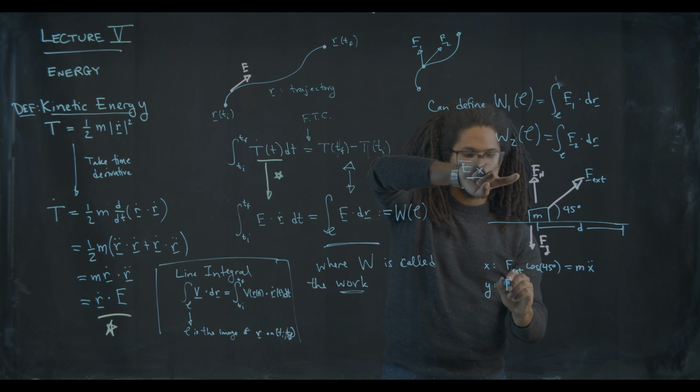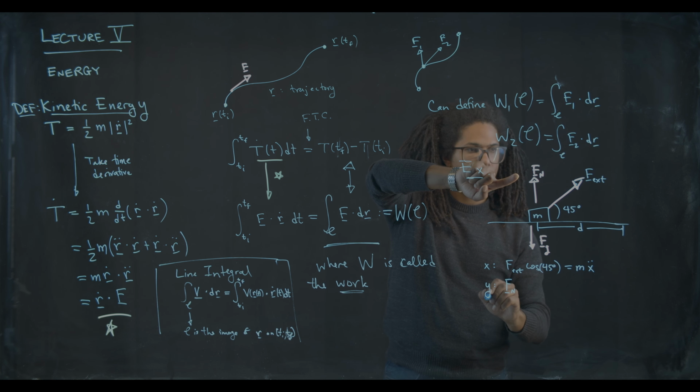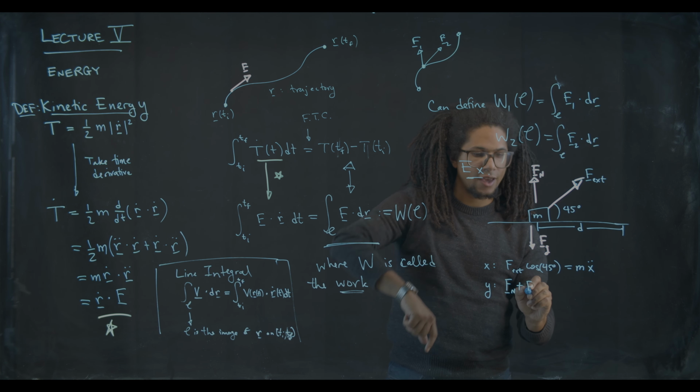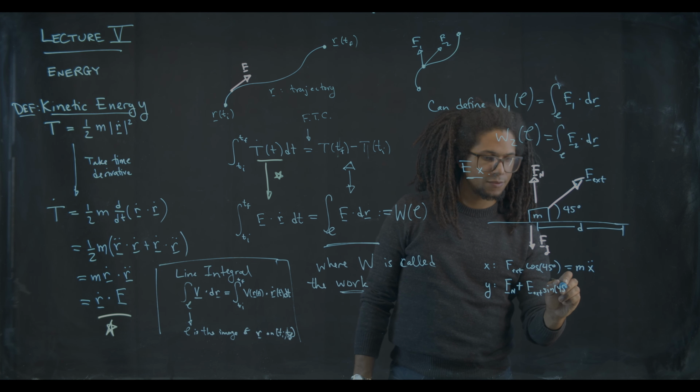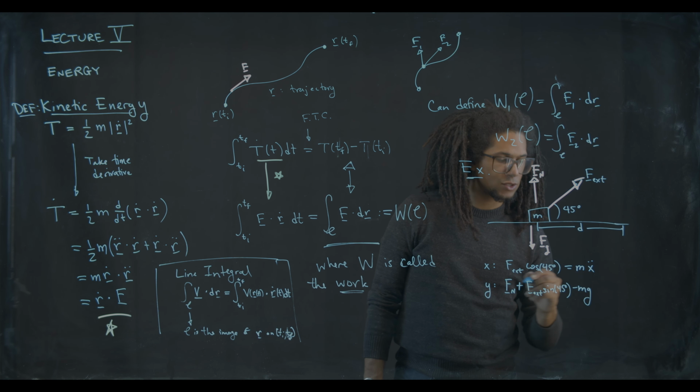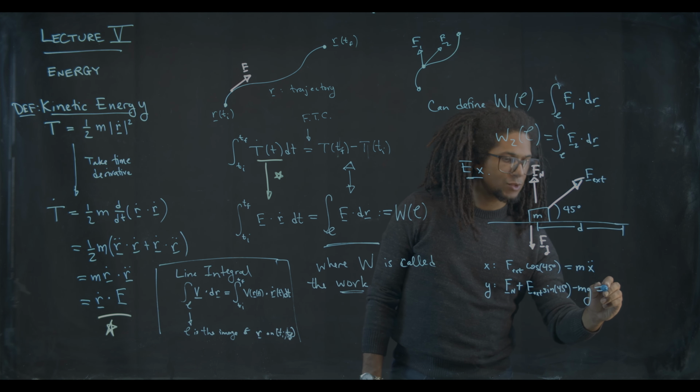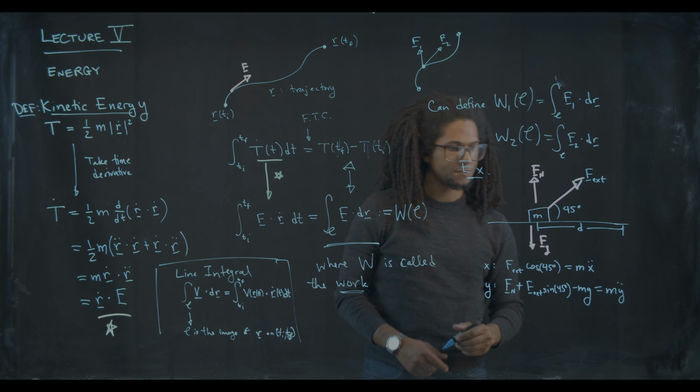And then in the y direction, I have, well, what is it? I have Fn plus F external sine of 45 degrees minus Fg, which is mg in magnitude. And that's equal to m y double dot.